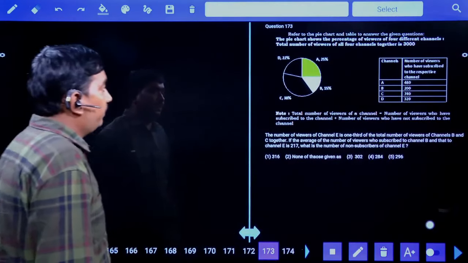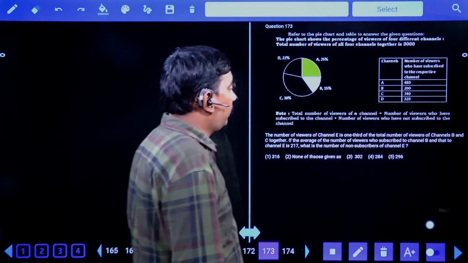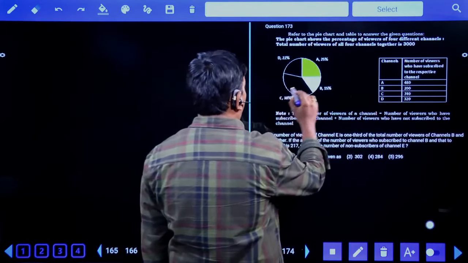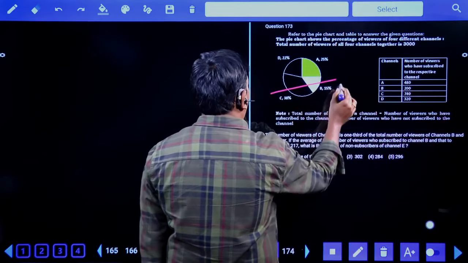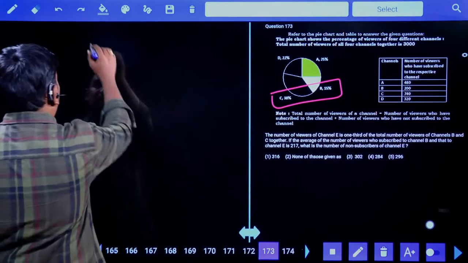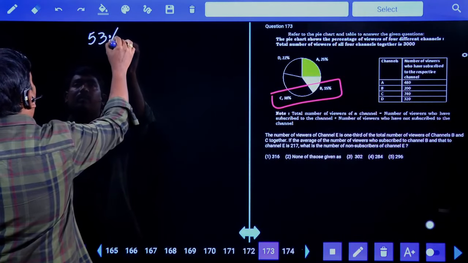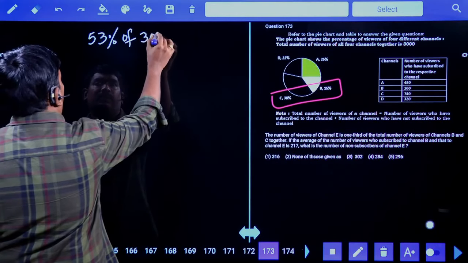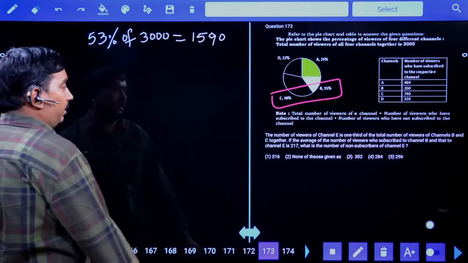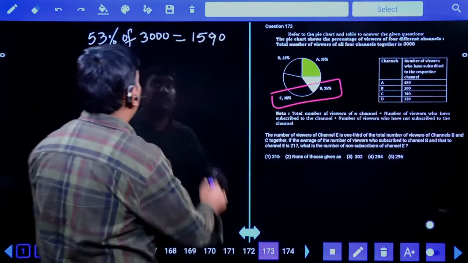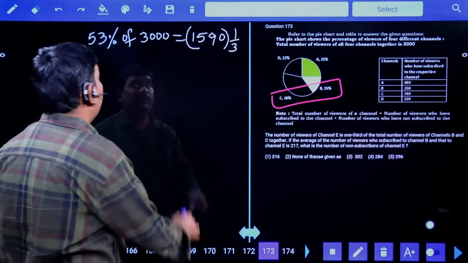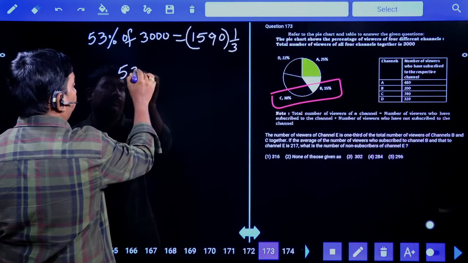See, the number of viewers of channel E is 1/3 of the number of viewers of channels B and C together. B and C together, 15 plus 38, 53%. So 53% of 3000, 1590. Channel E is 1/3 of that, so 530.